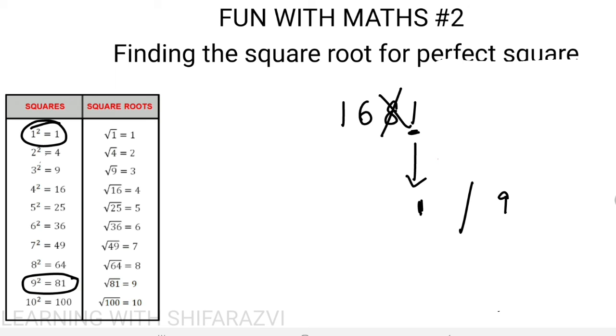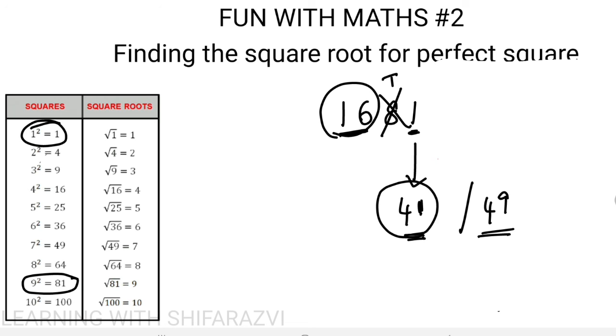Cut down the tens place number and then take up the remaining numbers. So 16 is the square of 4. So the answer will be either 41 or 49. So now tell me which number should I take? Should I take 41 or 49? You are correct. I should take 41 because 40 into 40 will be 1600. So this number is very close to 1600. So this will be a square of 41.